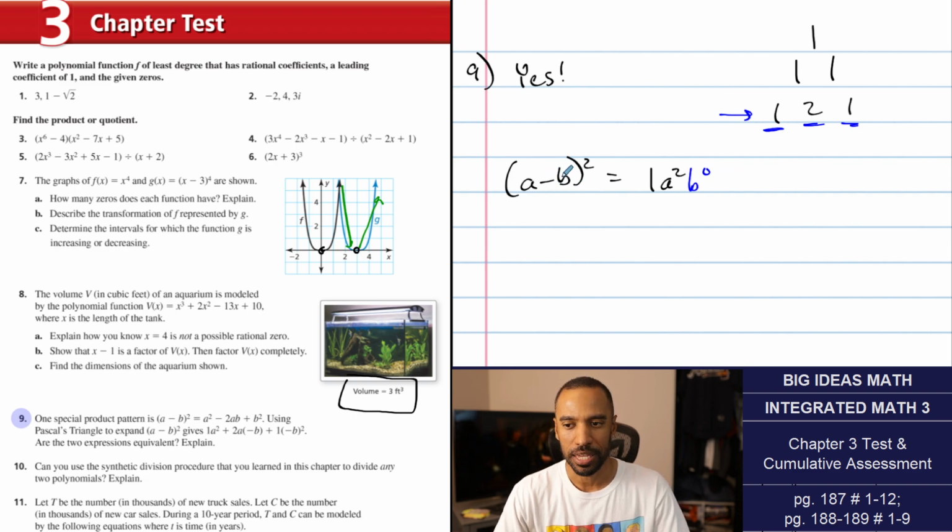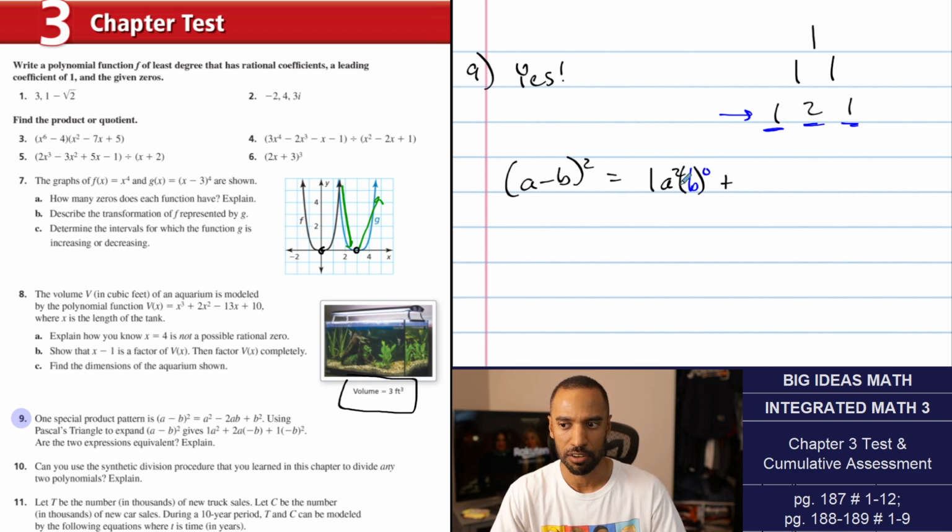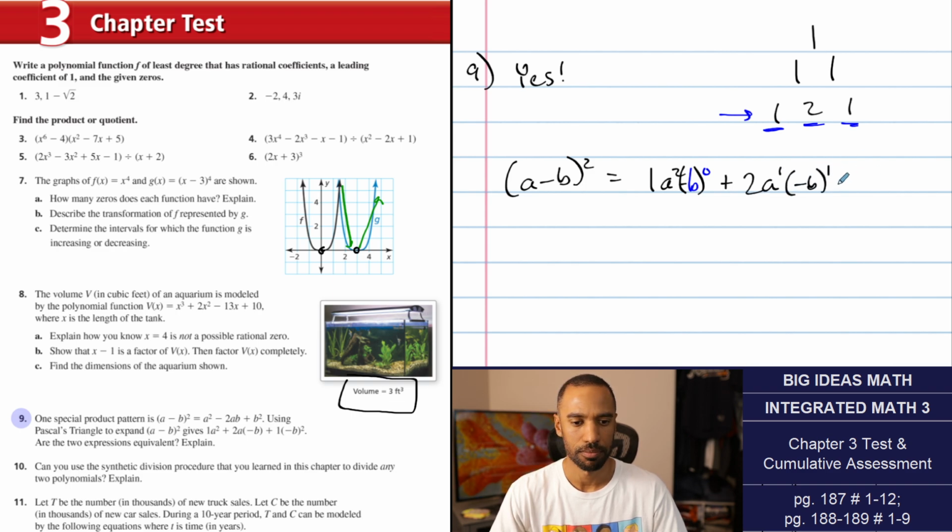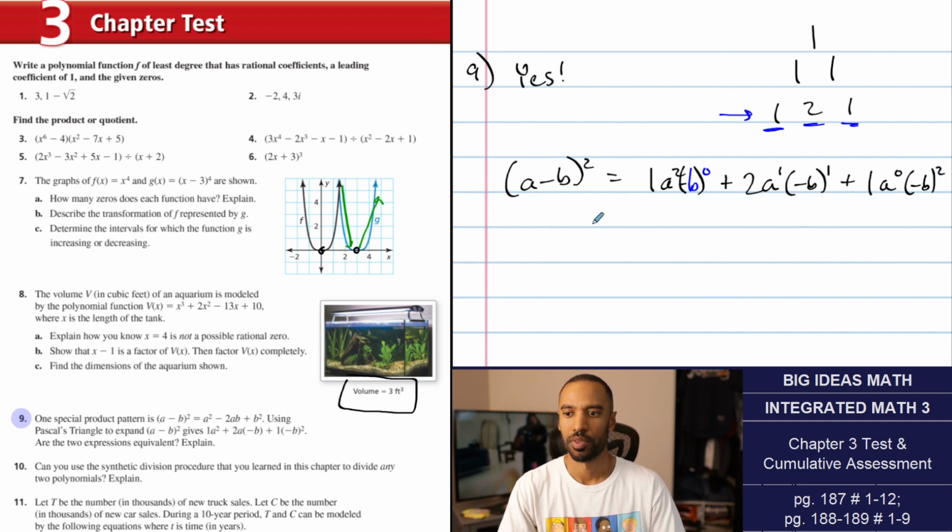Now, they're treating b as negative b, if you will. Normally, I write a minus in front. I'm going to go ahead and put it right there. And by the way, this should be negative b to the 0 then. Plus, this would be 2 times a to the first times negative b to the first. I know they didn't put those, but I'm going full bore on it once again. Plus 1 times a to the 0 times negative b to the second power.